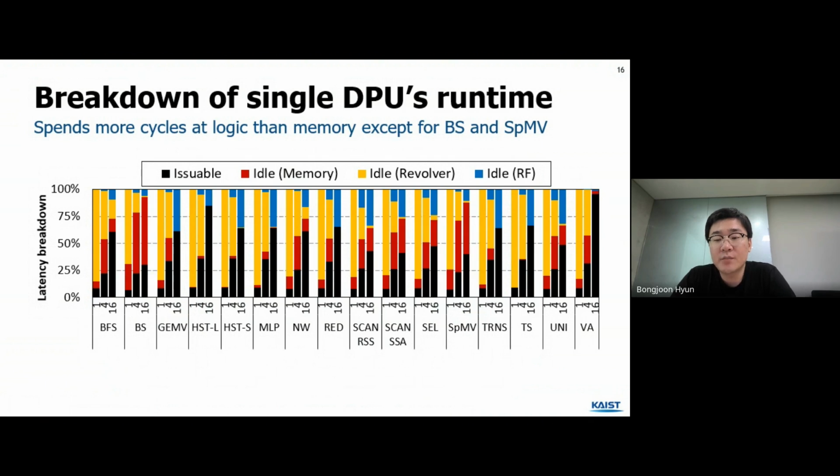When we break down the DPU's runtime, when executed with a sufficient number of threads, 16 threads in this experiment, we can observe that under many applications, the DPU spends the majority of its execution time executing instructions rather than waiting for the data to come back from DRAM.